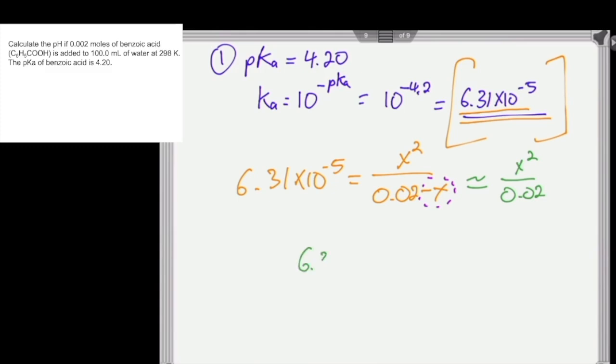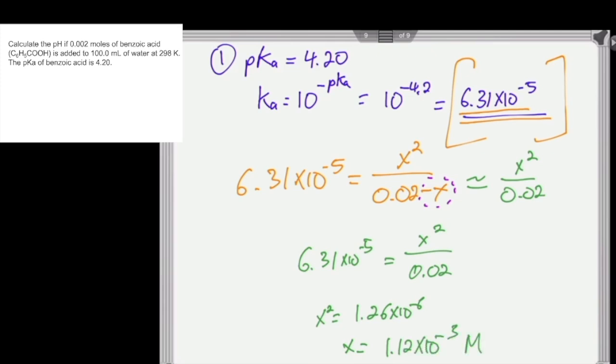So 6.31 times 10 to the minus 5 is equal to x squared over 0.02, which I get as x squared is equal to 1.26 times 10 to the minus 6. X equals 1.12 times 10 to the minus 3 molar, ish. And then we celebrate and run away and we're done. Right?